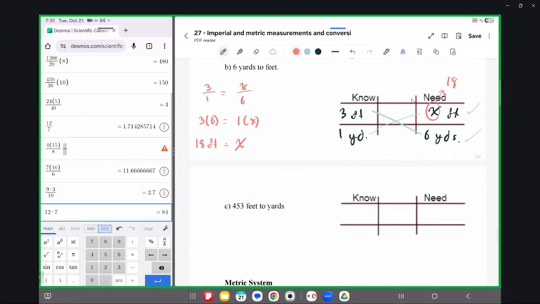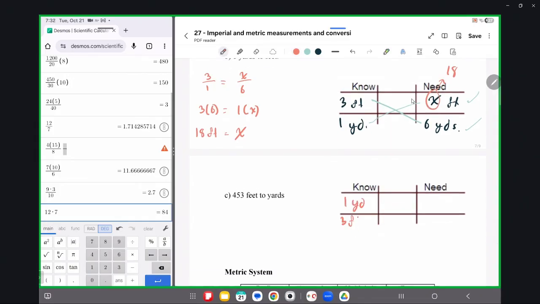453 feet. Okay. So here we will write our 3 feet in 1 yard. And let's actually just do it in reverse, because why not? So we'll say that 1 yard has 3 feet, and we want to know what 453 feet is. So how do I know if I do it wrong or not? Well, say I put feet up here, and I put the x yards below.